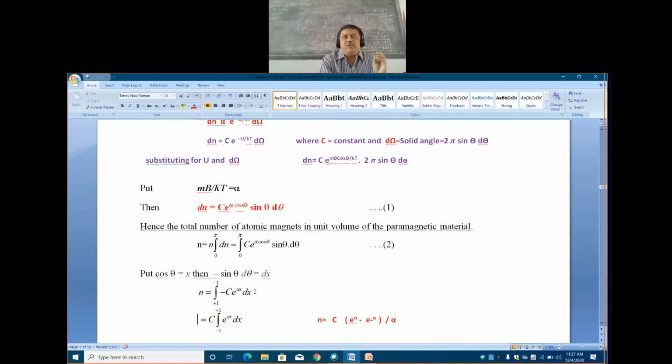This has become a very simple exponential integration. Simple formula. So plus 1 to minus 1, minus c e raised to alpha x dx. Next, we change the limits. This minus sign is removed by changing the upper and lower limits. So the upper limit is made +1, the lower limit is made -1. Therefore, this minus sign goes. C is a constant. We have taken it outside the integral: c into the integral from -1 to +1 of e raised to alpha x dx.